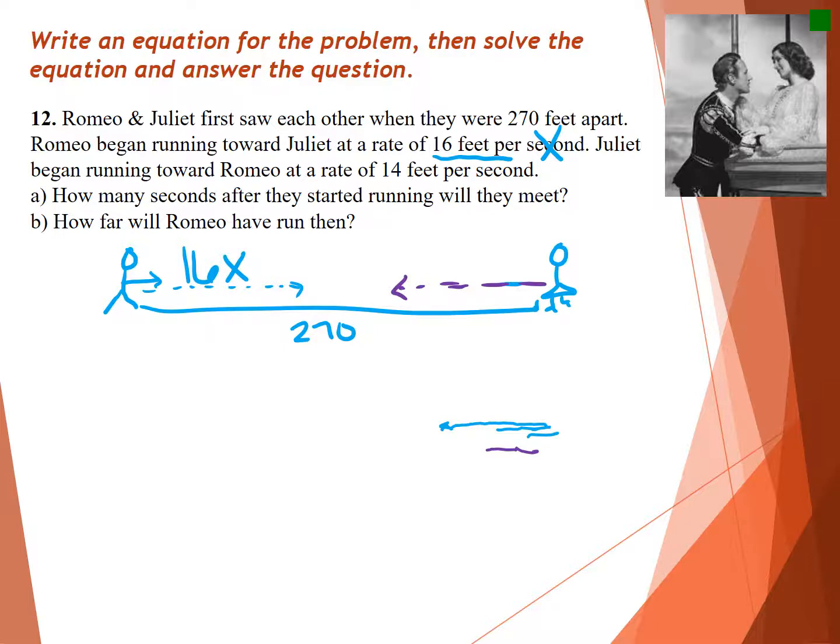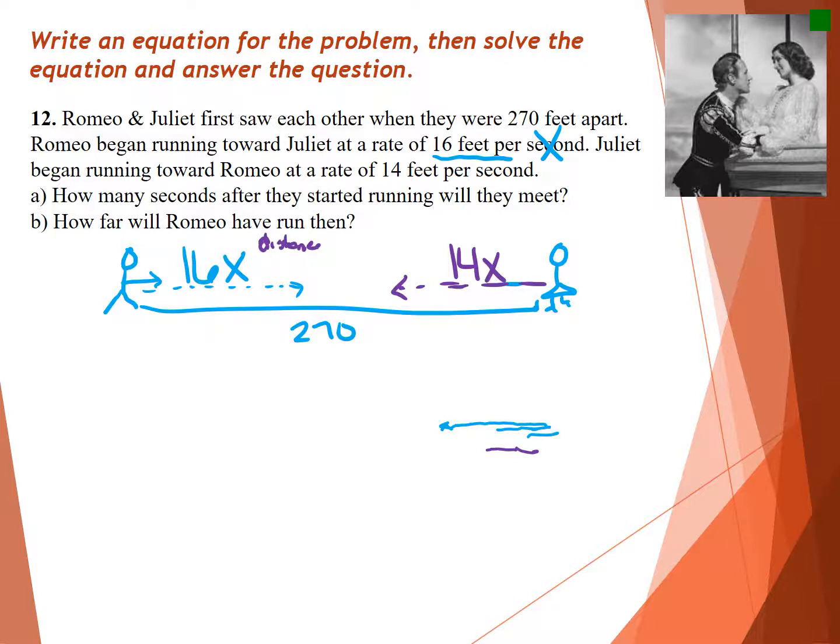She runs at 14 feet per second. She's slower. She's got on heels. So it's 14 and then 14 and then 14 and then 14. So we're going to take 14 times every second she runs. So this is that's how far they've run. That's their distance, okay?